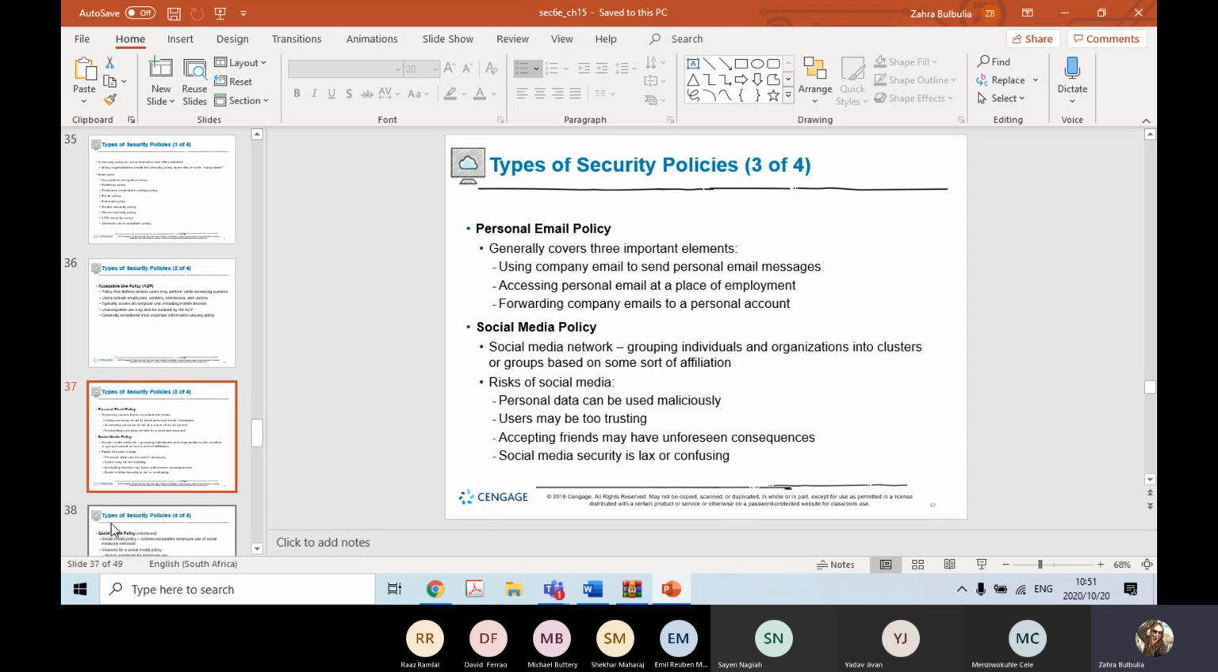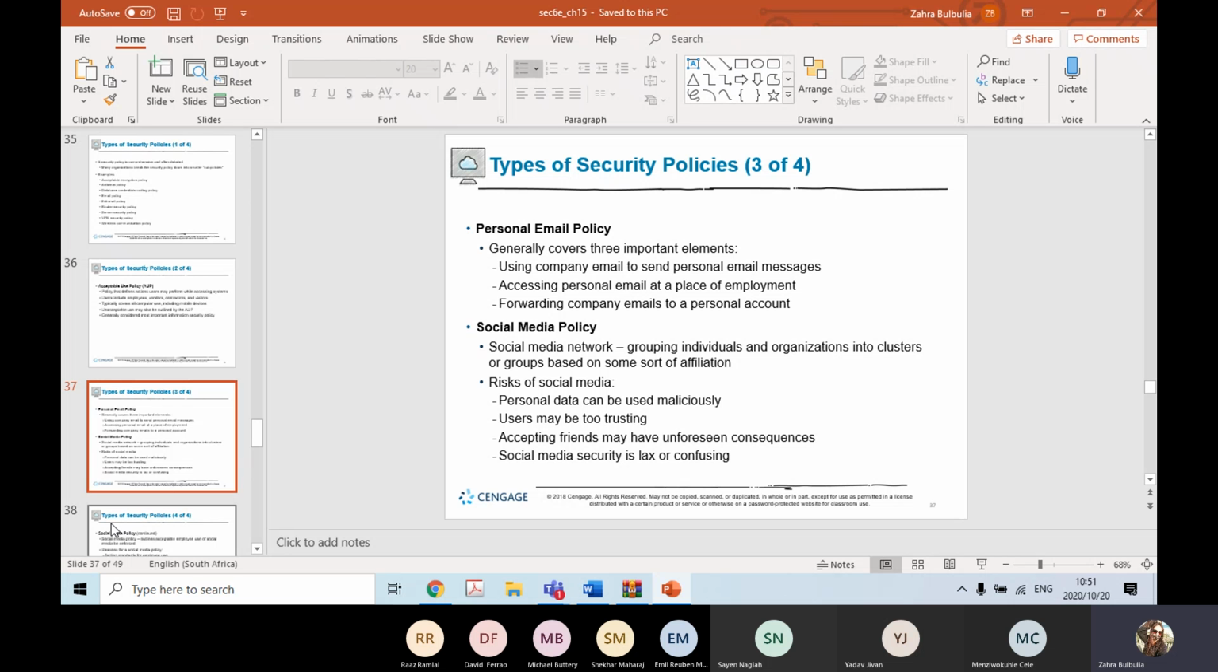Personal email policy generally covers three important elements: using company email to send personal email addresses. Depending on your company, this could either be acceptable or not. As I say, it depends on the policy of your actual company. Accessing personal email at the place of employment. Again, it depends on whether the employer is fine with that or not. And forwarding company emails to a personal account, there could be a policy against that.